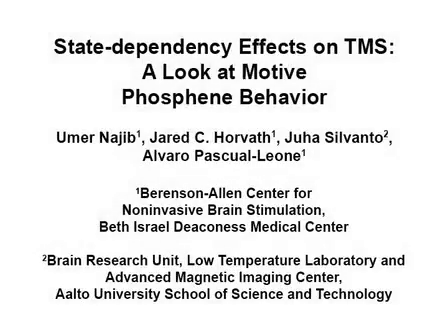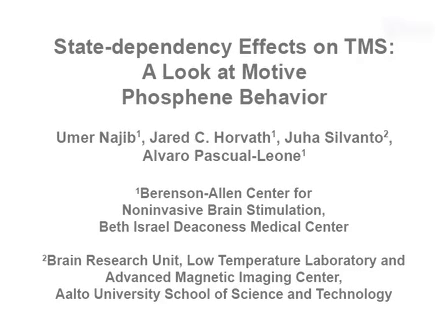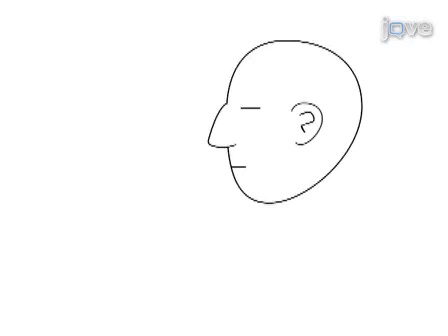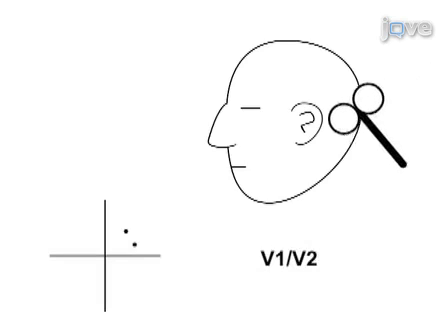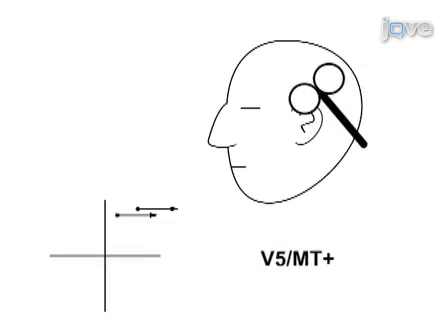The overall goal of this procedure is to explore state-dependency effects on phosphenic behavior as elicited through transcranial magnetic stimulation. This is accomplished by first determining baseline phosphenic threshold and behavior over both V1, V2, and V5 MT+.